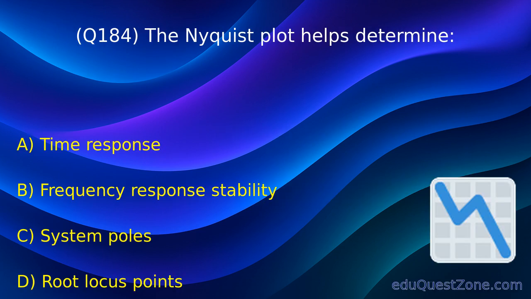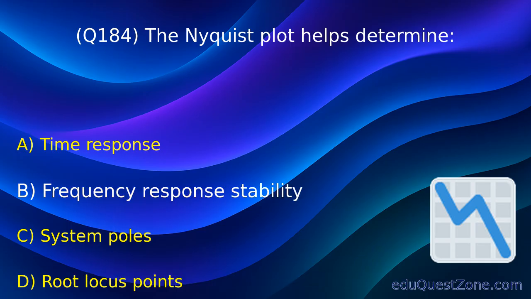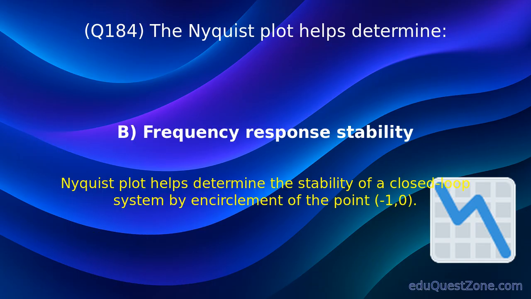Question 184. The Nyquist plot helps determine... Option B, frequency response stability. The Nyquist plot is used to determine system stability based on encirclements of the -1 point.